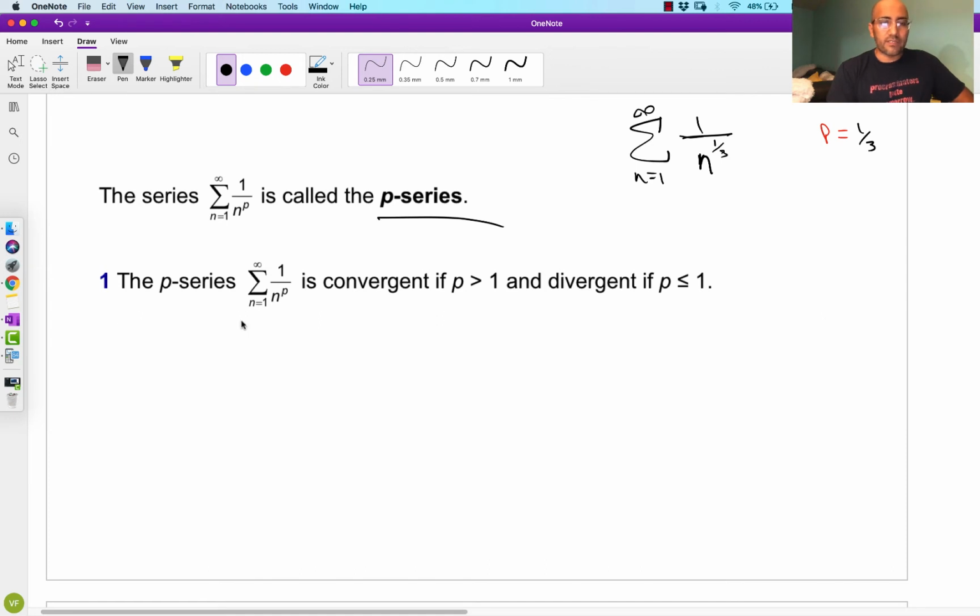So the p-series is convergent if p is greater than 1, and divergent if p is less than or equal to 1.